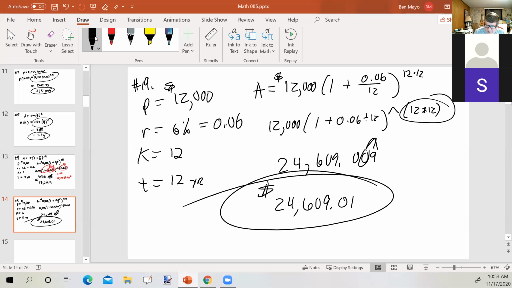Now, you could change this to 144. You could change this to 0.005 and then 1.005 if you wanted to, because it comes out nicely, but you could do it either way.